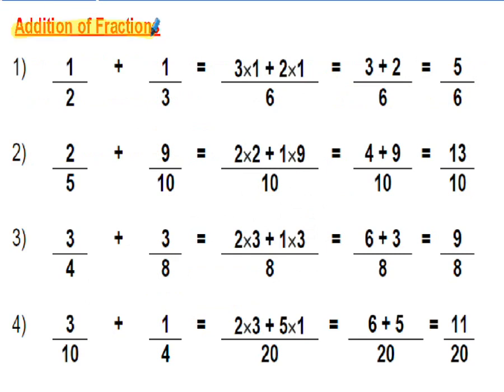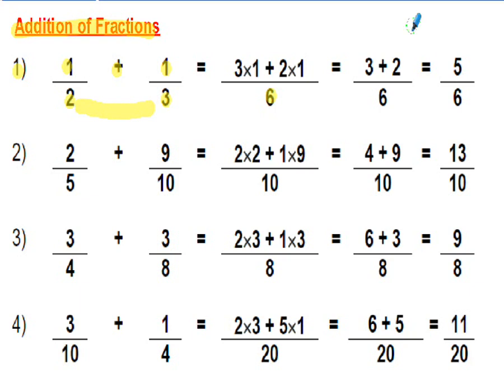Addition of fractions. To add two fractions together, we need to find a common denominator. This can be found by multiplying the two denominators together. So in question 1 here, we have a half, 1 divided by 2, plus a third, 1 divided by 3. The common denominator for 2 and 3 is 6. If we multiply the 2 by the 3, we get the common denominator of 6.